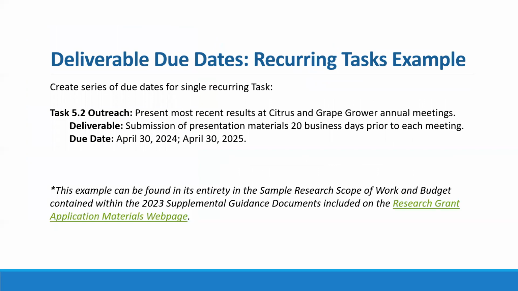And so an example of what this might look like is going to be shown here. We have task 5.2 that's going to be outreach. This task is to present most recent results at citrus and grape grower annual meetings. The deliverable associated with this is going to be the submission of presentation materials 20 business days prior. And again, that 20 business days comes from our terms and conditions.